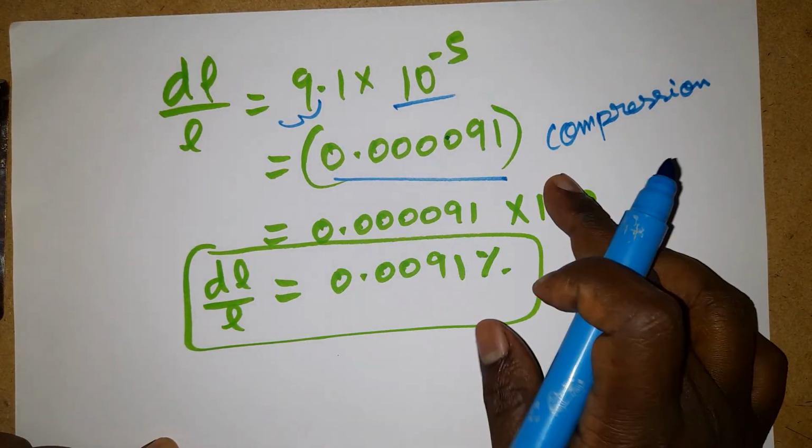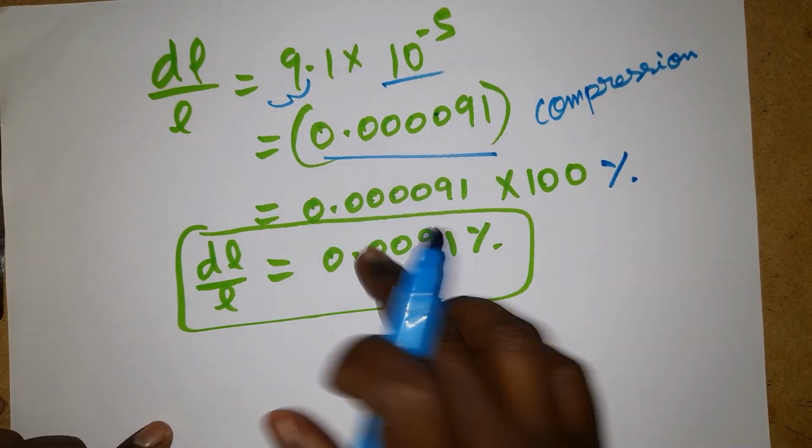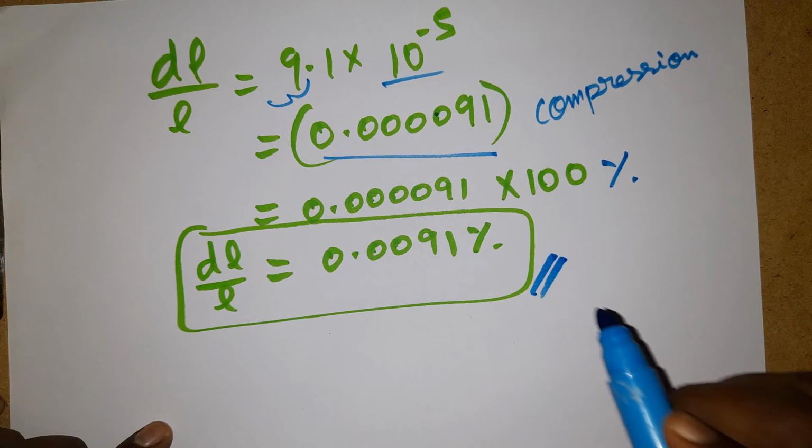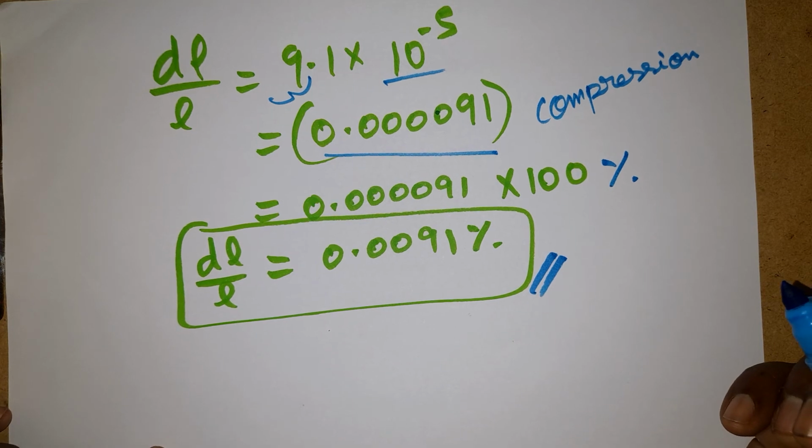This value multiplied by 100 will give the percentage of compression. If you multiply, you will get a very small value, less than 0.1 percent. So the compression of the bone is a very small value.